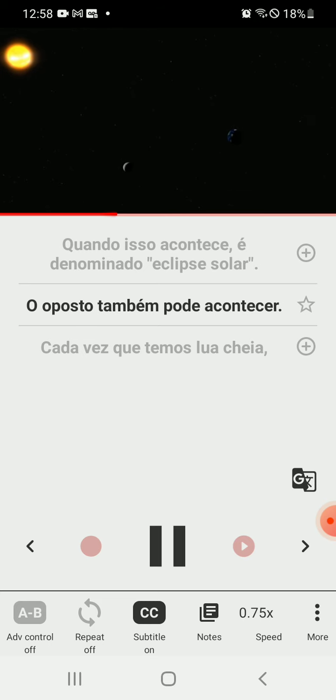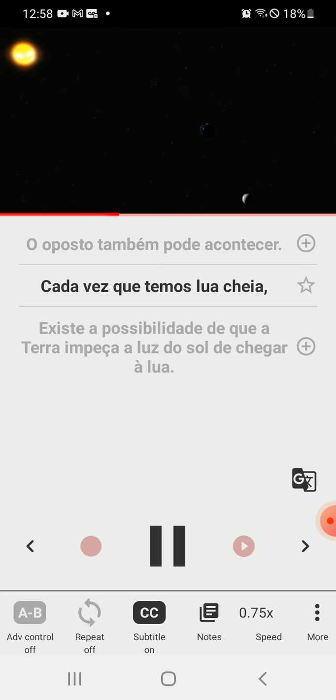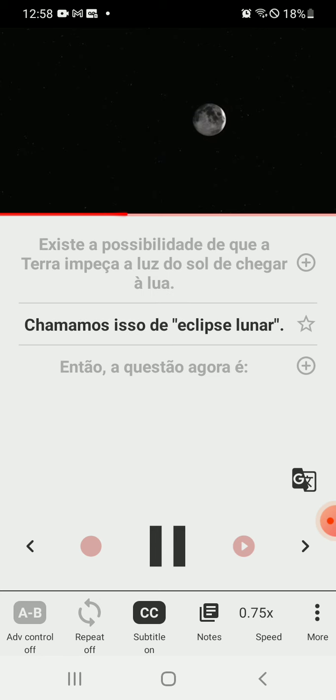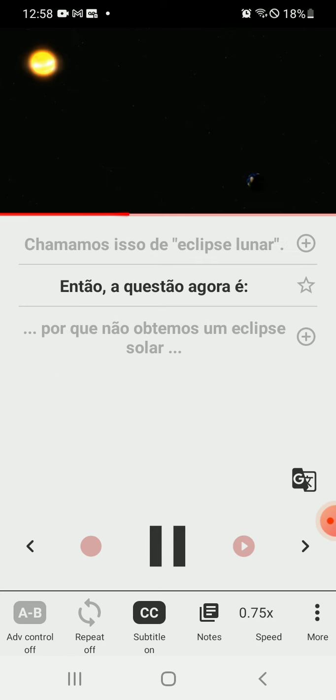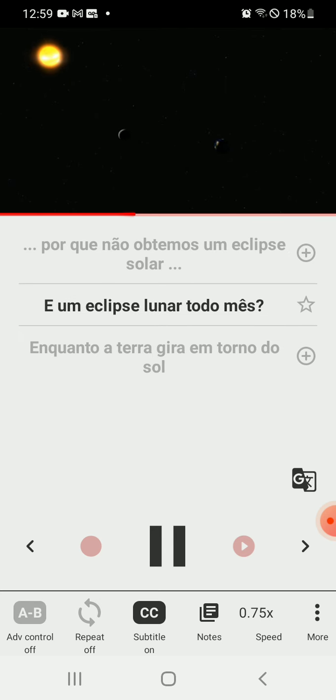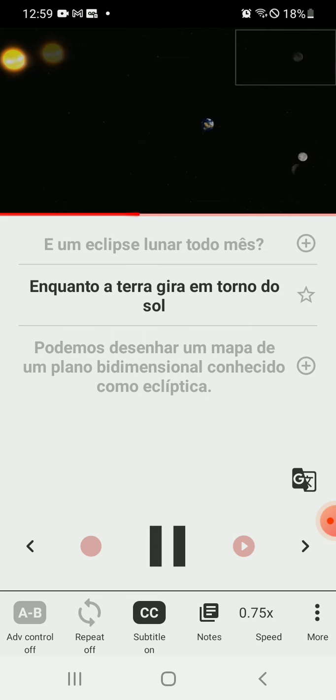The reverse can also happen. Each time we have a full moon, there's a chance that the Earth will block the sunlight from reaching the Moon. We call this a lunar eclipse. So now the question is, why don't we get a solar eclipse and a lunar eclipse every month?